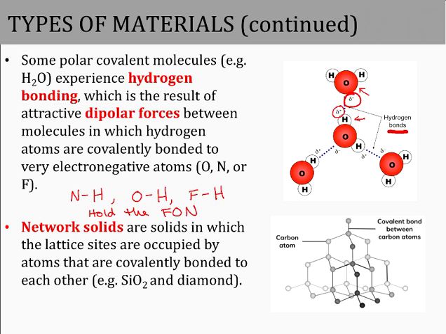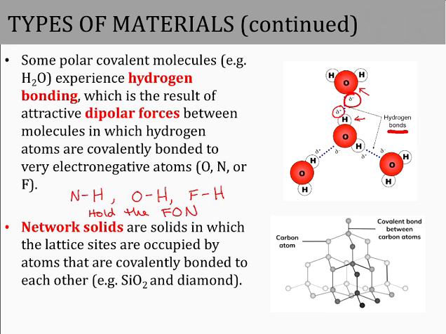All right, and then network solids are solids in which the lattice sites are occupied by atoms that are covalently bonded to each other. So this is kind of a special type of bonding. So for instance, silicon dioxide is present in glass, and silicon dioxide will end up taking the place of a crystal lattice point. So we end up forming this solid that has a network of silicon dioxide molecules.